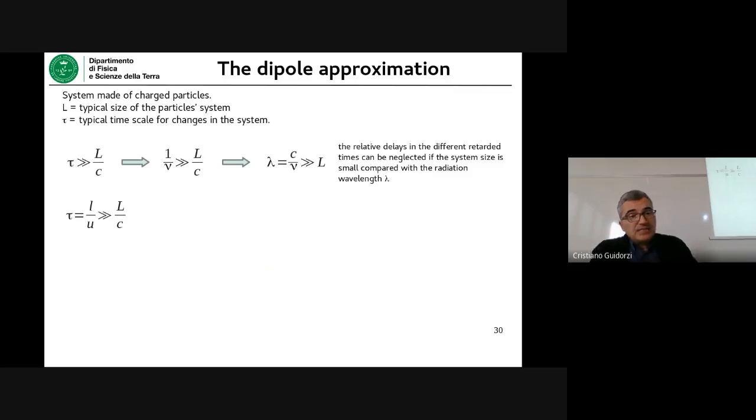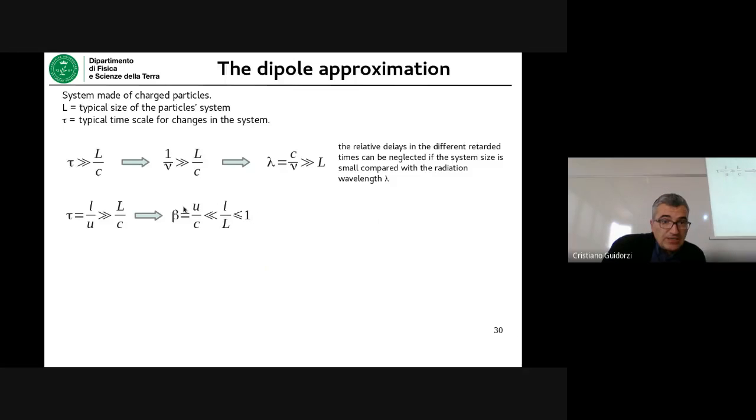But tau, we already demanded that tau has to be much greater than L over C. So the condition we saw above is equivalent to asking that L over u has to be much greater than capital L over C. But if you rearrange terms, putting u on this side, you have u over C, which is beta, and capital L goes on the other side. So it is equivalent to asking that beta is much smaller than the ratio of the orbit of the single particle over the system size.